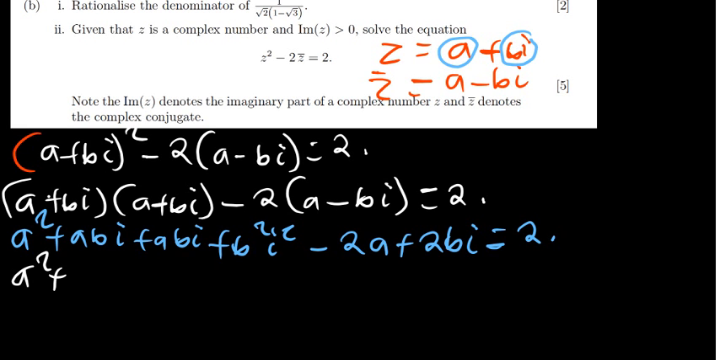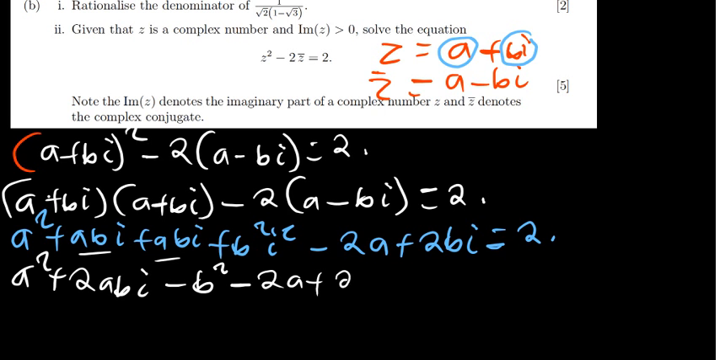a squared. This and this is going to give us 2abi plus b squared. What is i squared? So I can put minus b squared here, minus 2a plus 2bi to be equal to 2. Now from here I want to put the real part alone and the imaginary part alone. So a squared is a real part. What else? Minus b squared is a real part. Minus 2a is a real part. I'm going to put these in the brackets.